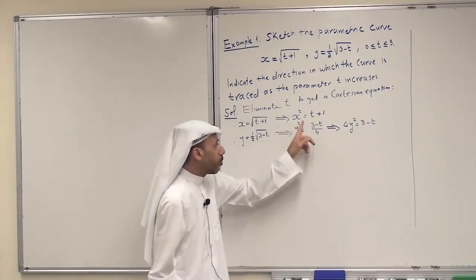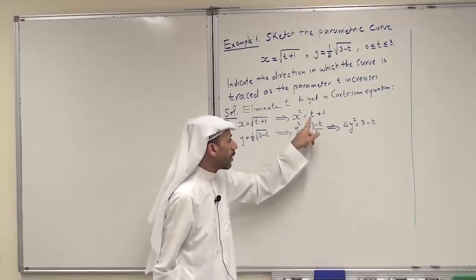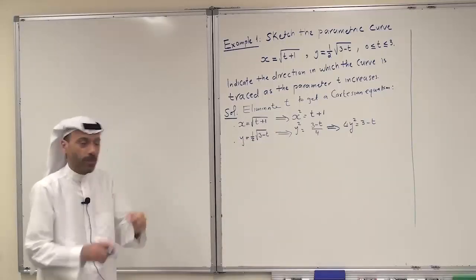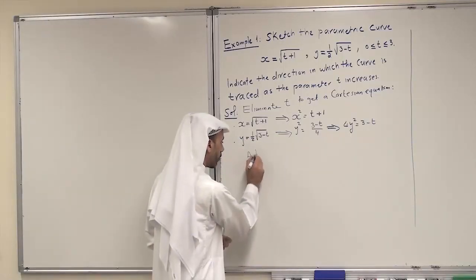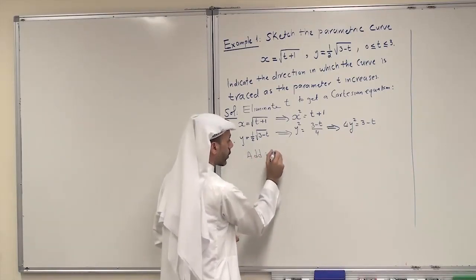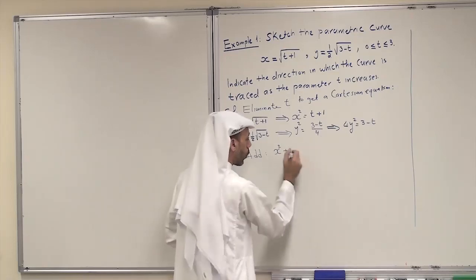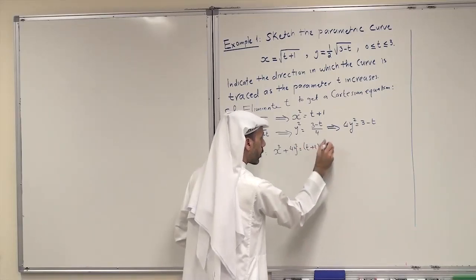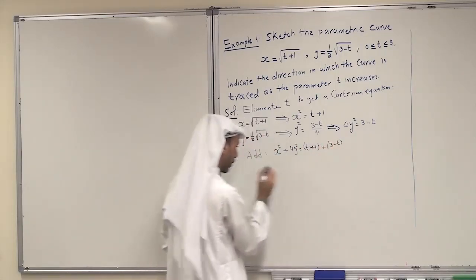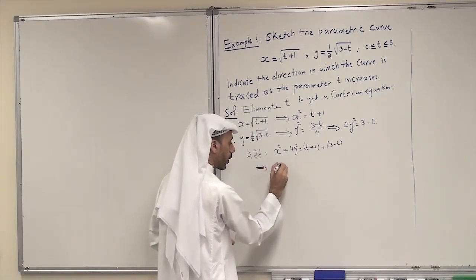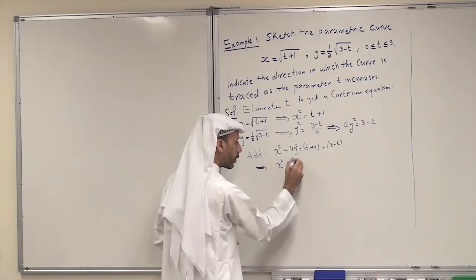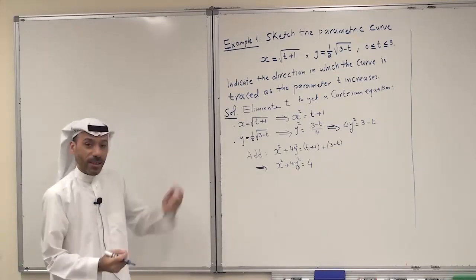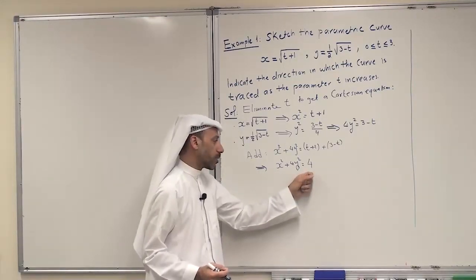Now, to eliminate the t, if you compare the first equation with the second equation, here I have plus t, and here I have minus t. So if I add the two equations, I will eliminate t. We add to get x squared plus 4y squared equals t plus 1 plus 3 minus t. And when you simplify, you get x squared plus 4y squared equals 4. So by eliminating the parameter t, we get a Cartesian equation.